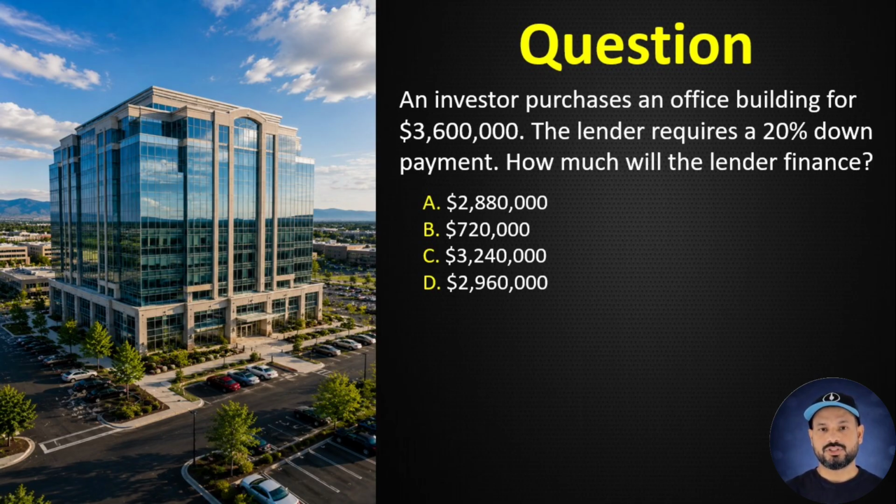Question number 12. An investor purchases an office building for $3,600,000. The lender requires a 20% down payment. How much will the lender finance? A.